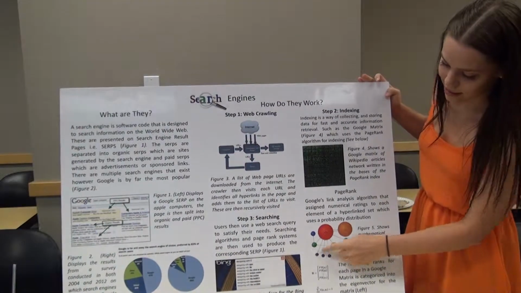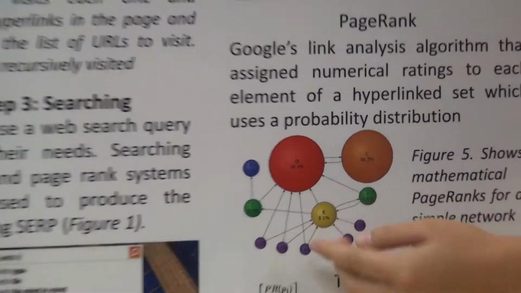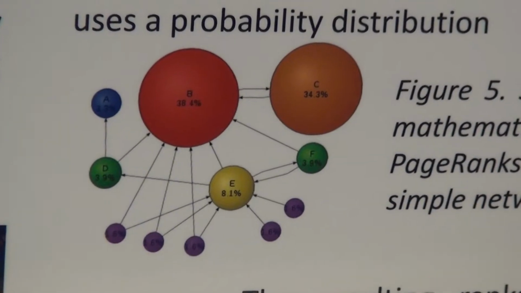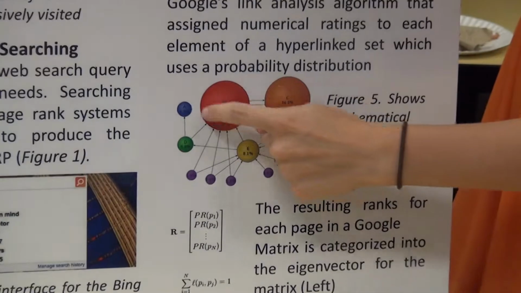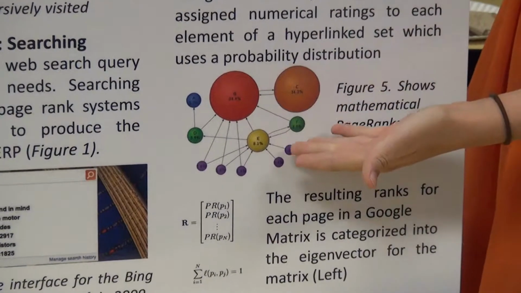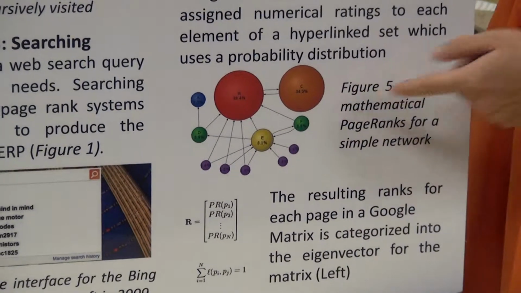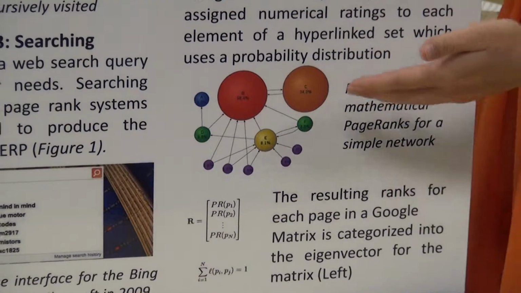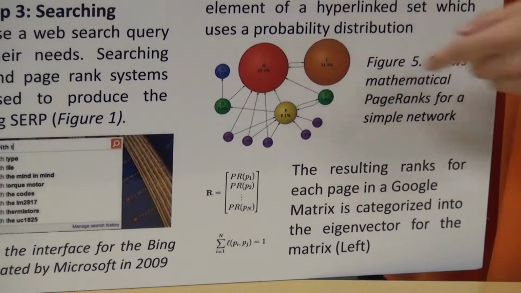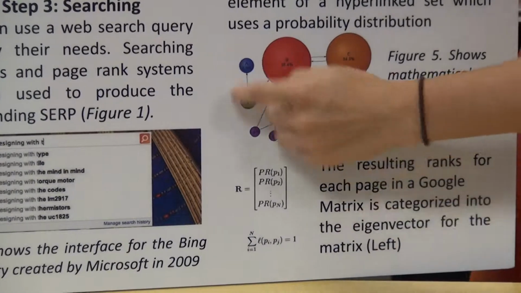This is just a small PageRank system. As you can see, the more links a website has to it, the higher its rank is going to be. B right here has a bunch of websites pointing to it, so it has the highest rank, 38.4%. C is coming in second. So after these are analyzed and the ranks updated, when you search something, B is going to show up on top over C, and then E, and then the smaller ones.